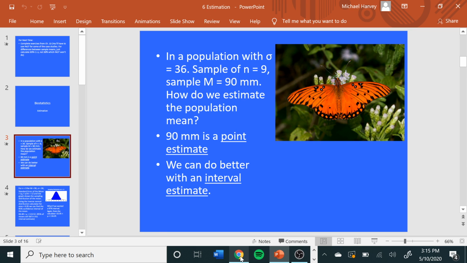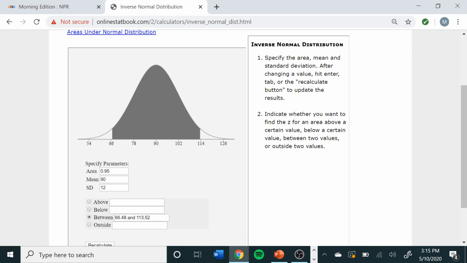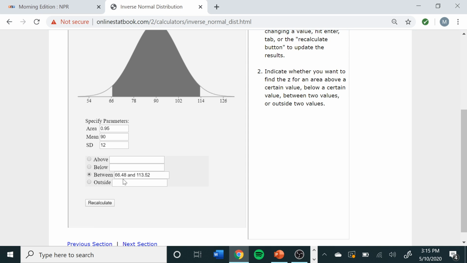That's what we have done over here. I've selected the area I'm interested in, 95% of the time. I put in the sample mean, and I put in the standard deviation, I'm sorry, the standard error, because remember, this is based on a sample of 9. What that confidence interval means is that 95% of the time, the population mean is going to be somewhere between 66.48 and 113.52.